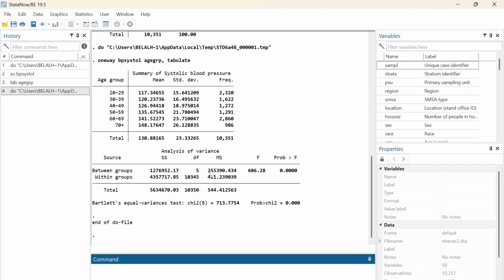So this is what the ANOVA test does for us. It ensures that we are 99% confident, because you can take 0.001% as a probability, that there is at least one group that is significantly different in terms of systolic blood pressure from the other age groups, right? So that's how you interpret it.